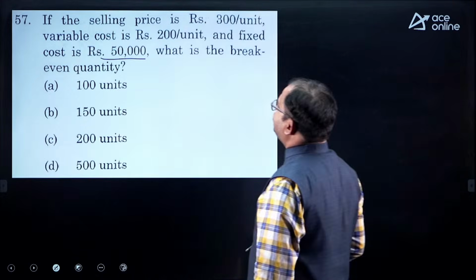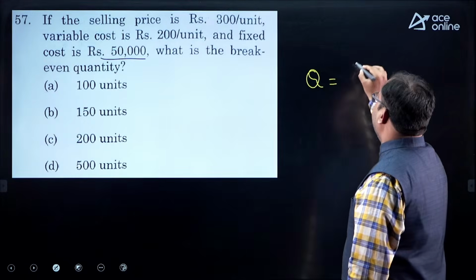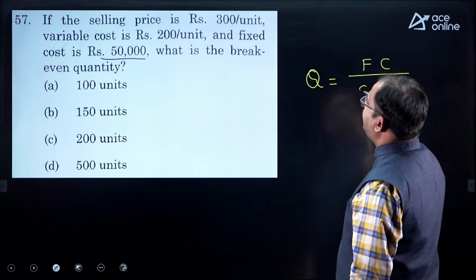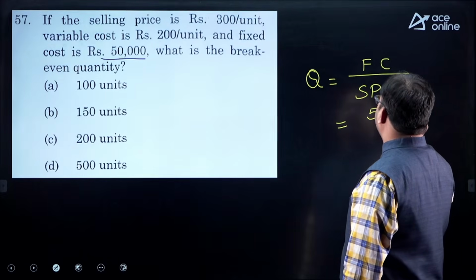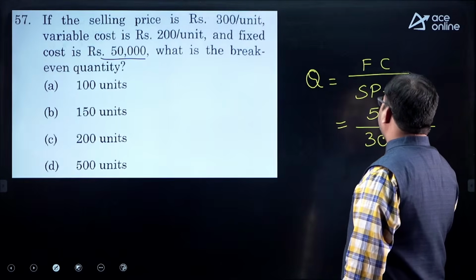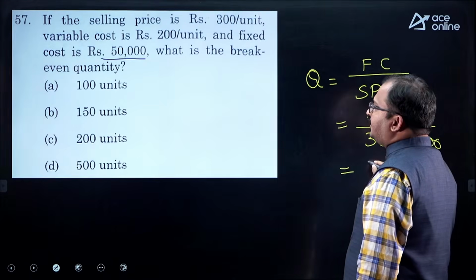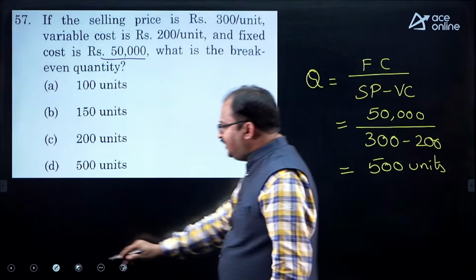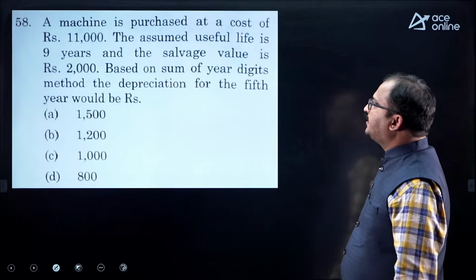The break even quantity he is asking, let us take it as Q. This is fixed cost divided by selling price minus variable cost. Fixed cost is 50,000 divided by selling price 300 per unit minus 200, the variable cost. So you will get 500 units as the answer. So option D will be correct for this question. Now let's go to the next question.